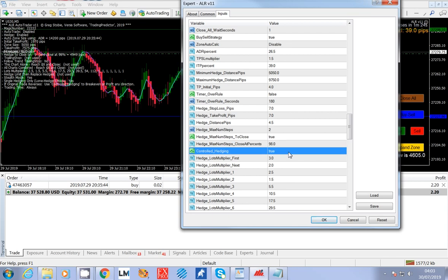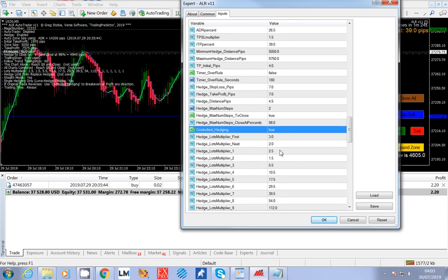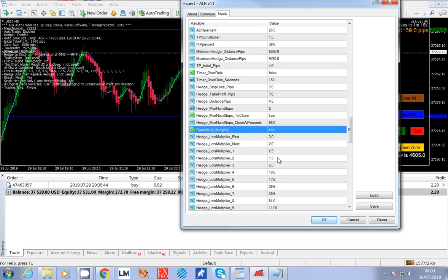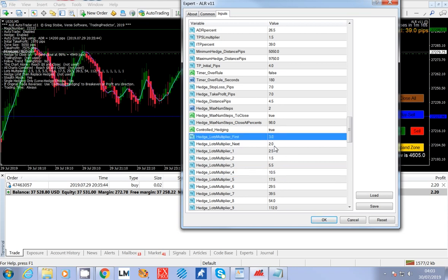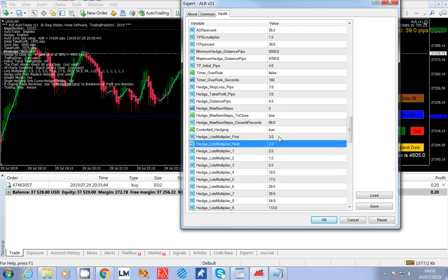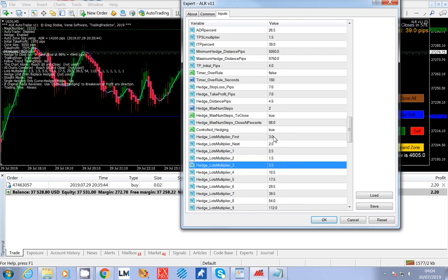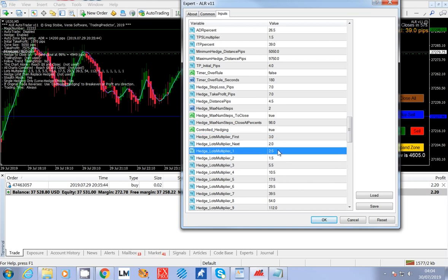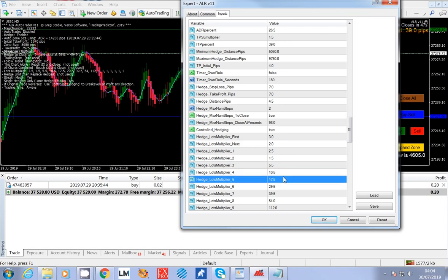Okay. Controlled hedging. Controlled hedging means it uses these numbers down here, starting from here. Hedge 1, hedge 2, hedge 3, hedge 4, hedge 5, etc. So you're telling it to use these numbers here for the multipliers for the hedges. If you'd said no or false to that, it would use 3 and 2, 3 and 2 multipliers, which will make you in profit every single time, no matter what direction it goes, just like the others do, but it will just use the simple multipliers. Some brokers do not like the fractions or the decimal places, you see.